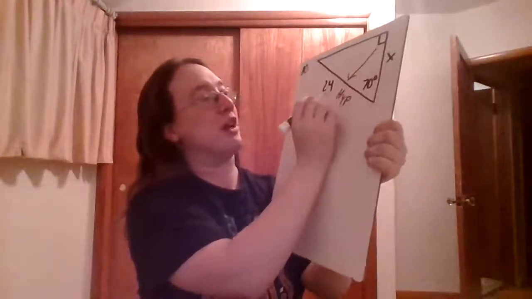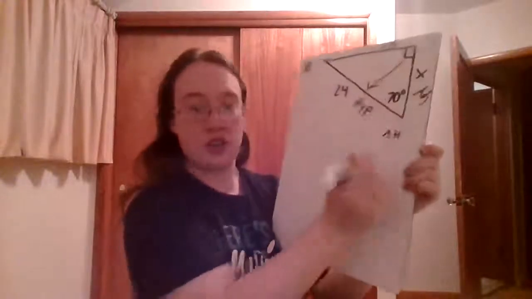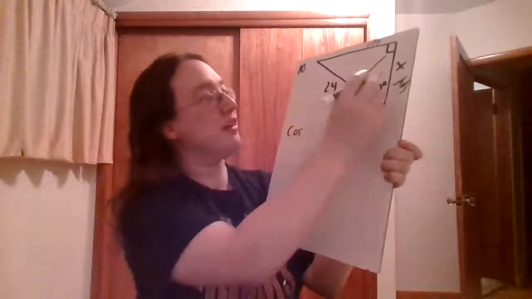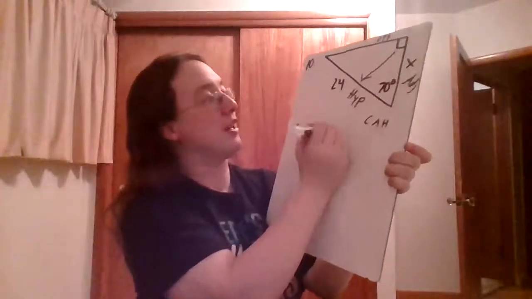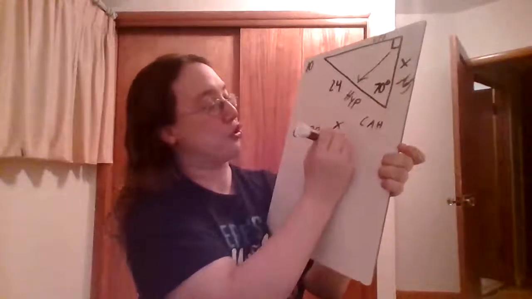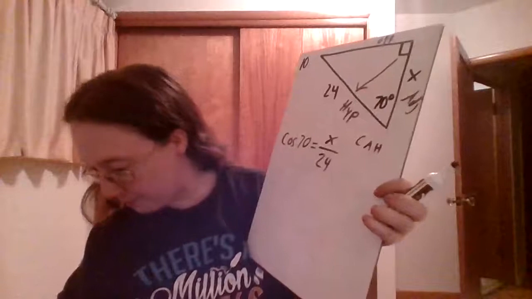So if we've got 70 degrees here, we've got our hypotenuse, we've got our adjacent side, because that's the one that's next to that. We've got our opposite side over here. So we've got adjacent, we've got hypotenuse, so that's the CAH part of SOHCAHTOA. So you got the cosine of 70 is your adjacent side, which we're looking for, over your hypotenuse, which is 24. Cosine of 70 is just a number, which is about 0.342.